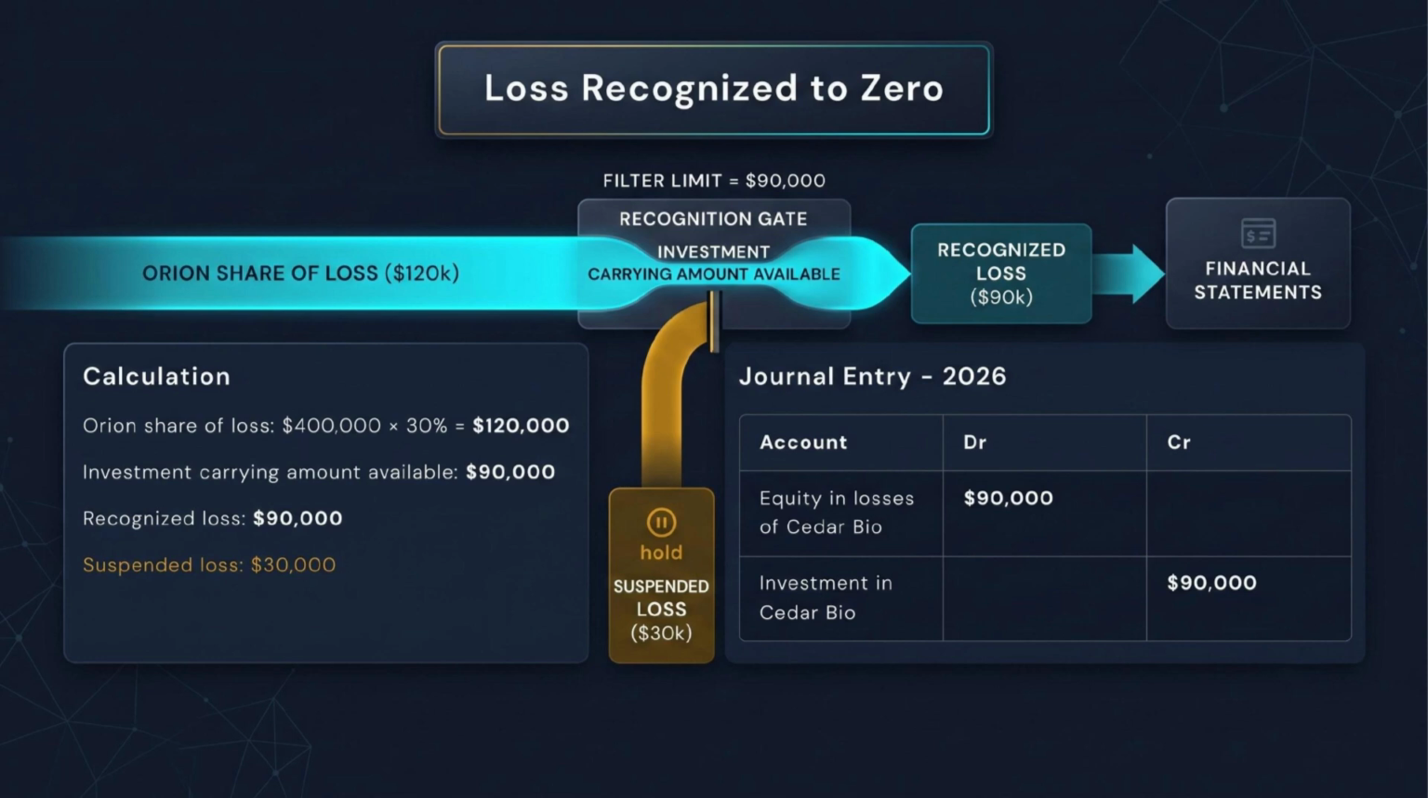The journal entry is debit equity in losses of Cedar Bio for $90,000 and credit investment in Cedar Bio for $90,000. The account reaches zero and recognition stops there.